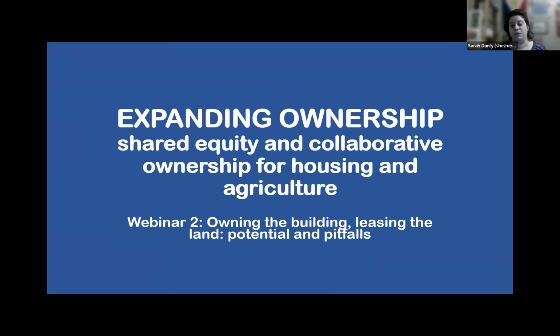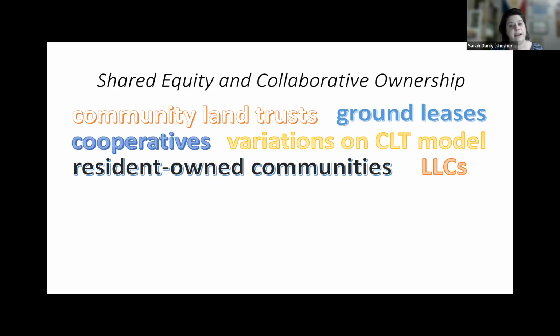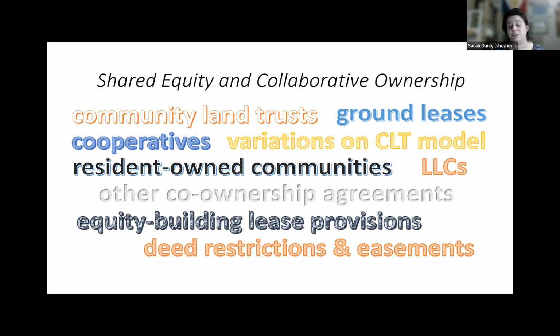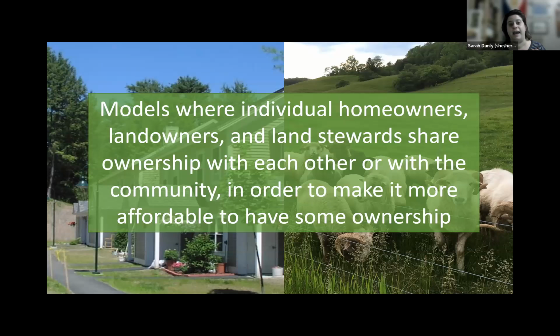We're actually looking at a huge range of tools, from community land trusts to variations on the community land trust model, ground leases, which is what we'll be focusing on tonight, resident-owned communities, which is one of the other topics for tonight, cooperatives, LLCs, other co-ownership agreements, equity building lease provisions, deed restrictions, and easements. So a whole range of different tools. The extremely untechnical summary in my head is models where individual homeowners, landowners, and land stewards are sharing ownership with each other or with the community in order to make it more affordable and therefore more accessible to have some ownership.